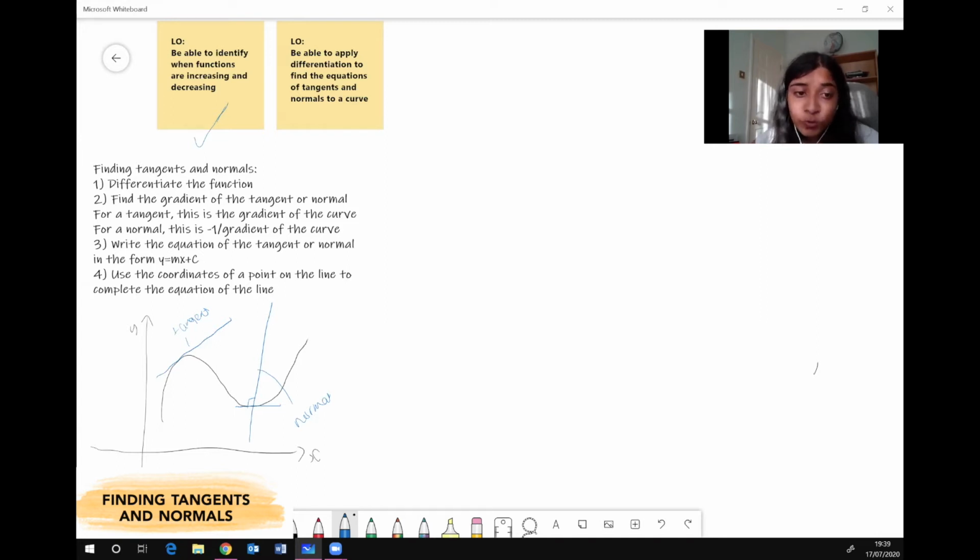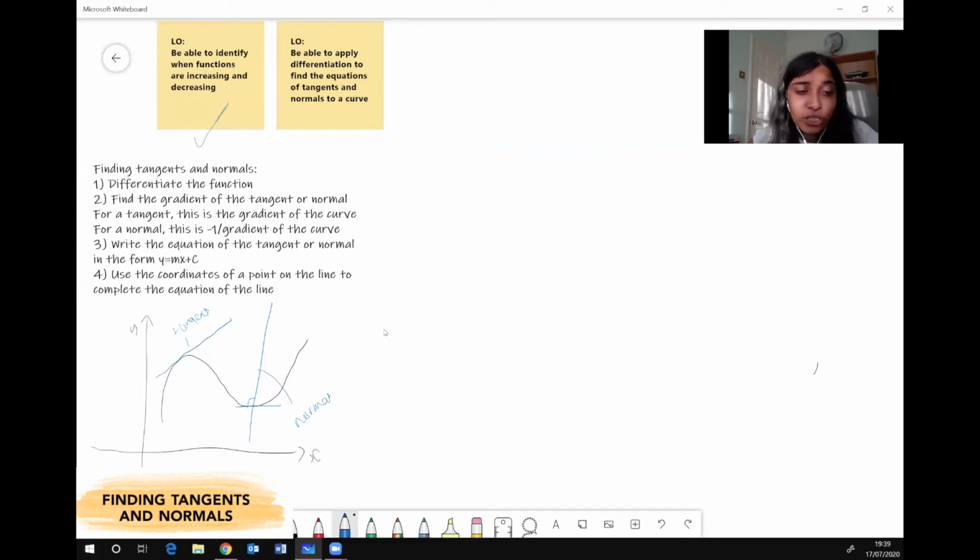And your normal is a line that's perpendicular to your curve and passes through at one point, but has a gradient that's -1 over the gradient of the curve, because if you remember perpendicular lines, the gradient of a perpendicular line is just equal to -1 over the gradient of your other line.